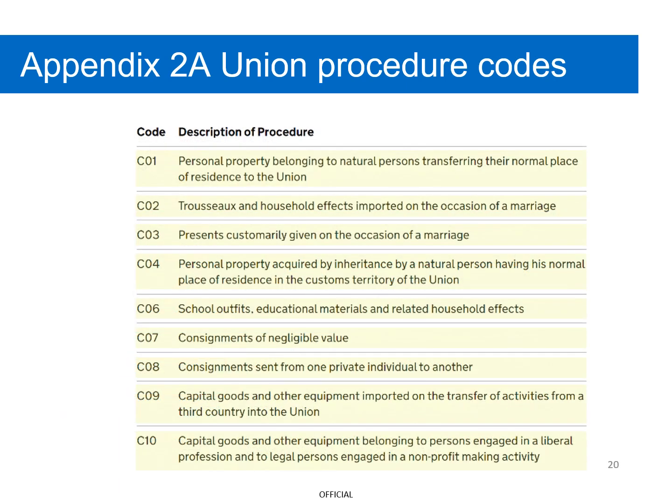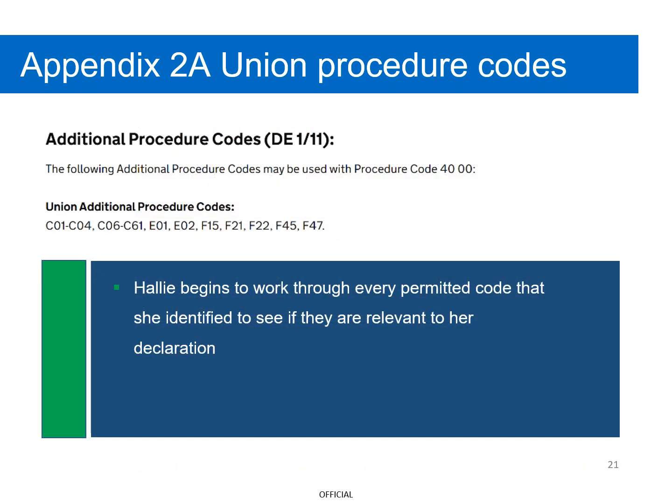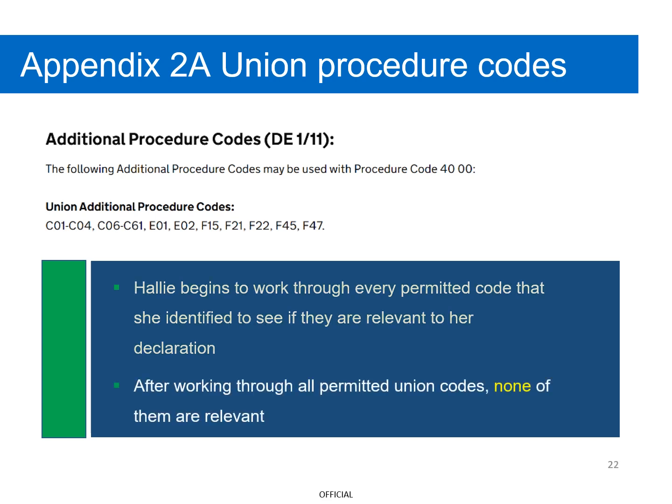The additional procedure codes and descriptions on this slide show the permitted additional procedure codes that Hallie identified earlier. She begins to work through every permitted code that she identified in step 4 to see if they are relevant to her declaration. However, after working through all permitted union codes, none of them are relevant to Hallie's declaration scenario.